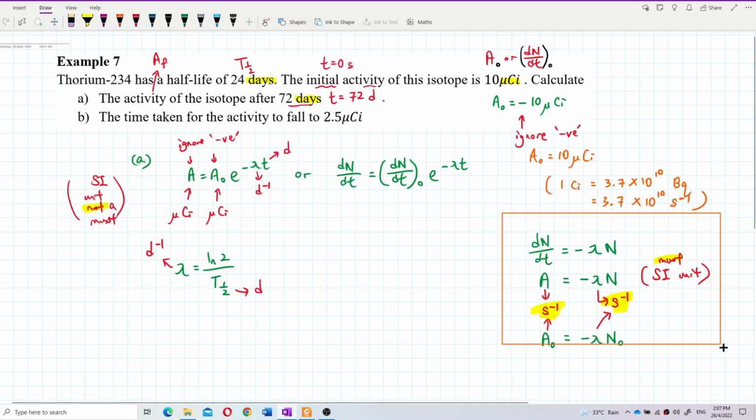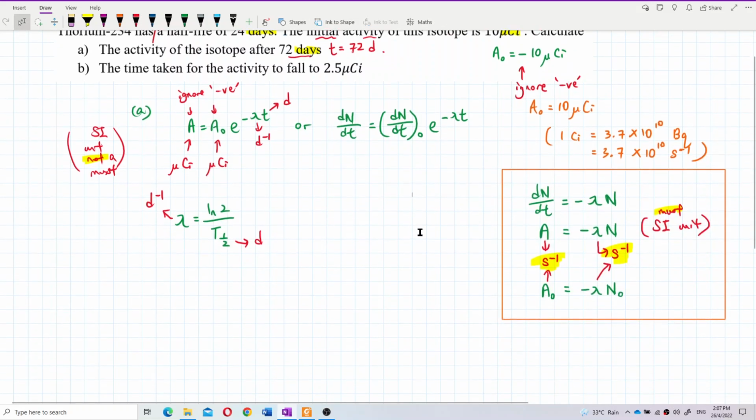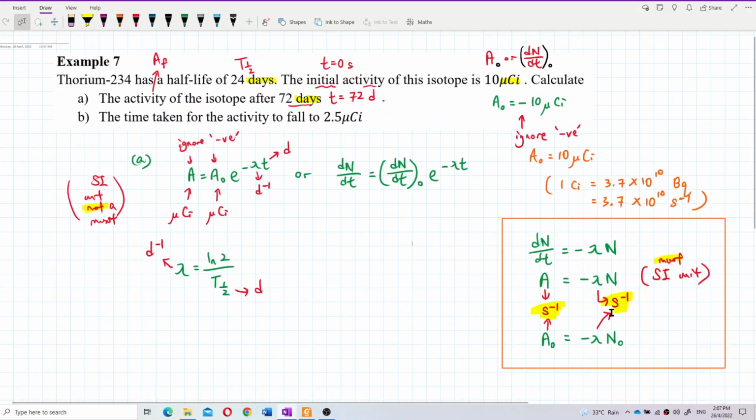Unless you are using these, then this one is a must SI unit. The lambda needs to be in SI unit per second. Activity also must be in per second. But right now this one is not a must. SI unit is not a must. The lambda, you can leave it as per day, the time as day, and then the activity and initial activity, you can leave it as microcurie. No need to change to SI unit. To save your work, understand? That's good.